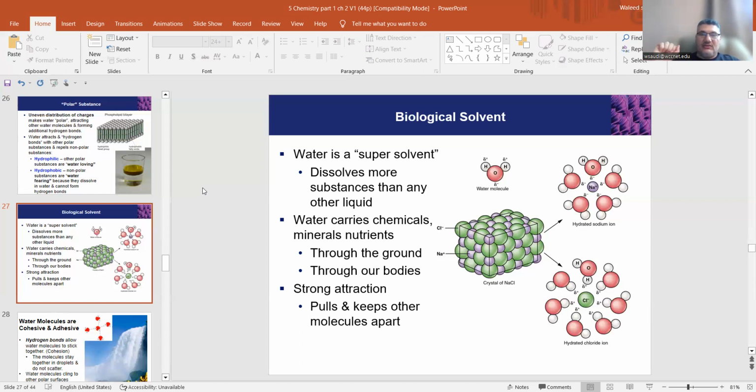Don't forget this. So how did this powder dissolve in the water? Is it hydrophilic or hydrophobic? It dissolved. Of course it's hydrophilic. Is it polar or nonpolar? Of course it's polar. Otherwise it wouldn't dissolve.